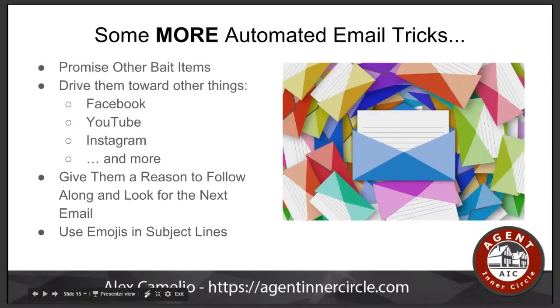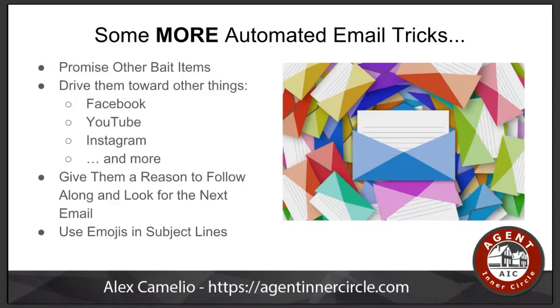Now we have some more automated email tricks. Here are some things that you can work into these email sequences that make it such that they're more likely to get opened, people are more likely to follow along with them, and you're more likely to actually get a response and people interacting with you based on those.